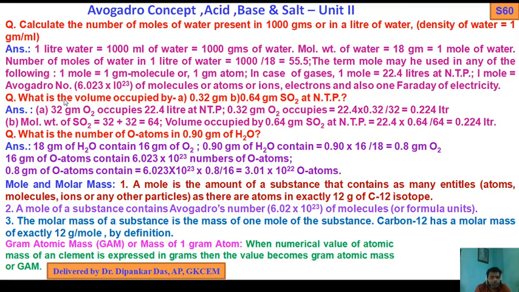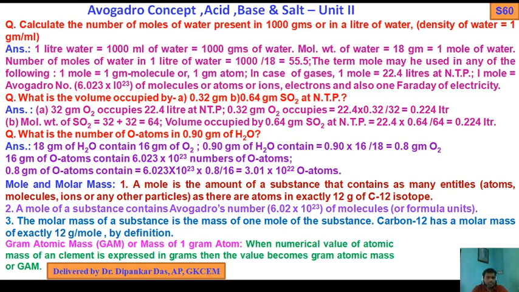Now problem 2, move on. What is the volume occupied by 0.32 gram and 0.64 gram of sulfur dioxide at NTP? As you know, 32 gram of oxygen occupies 22.4 liters at NTP, so 0.32 gram of oxygen occupies 22.4 into 0.32 by 32. In this way you get the moles. 0.32 by 32, you get 0.224 liter.